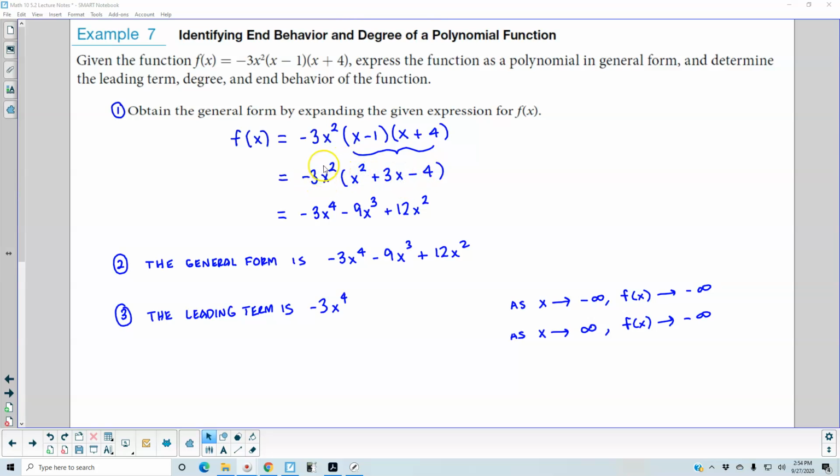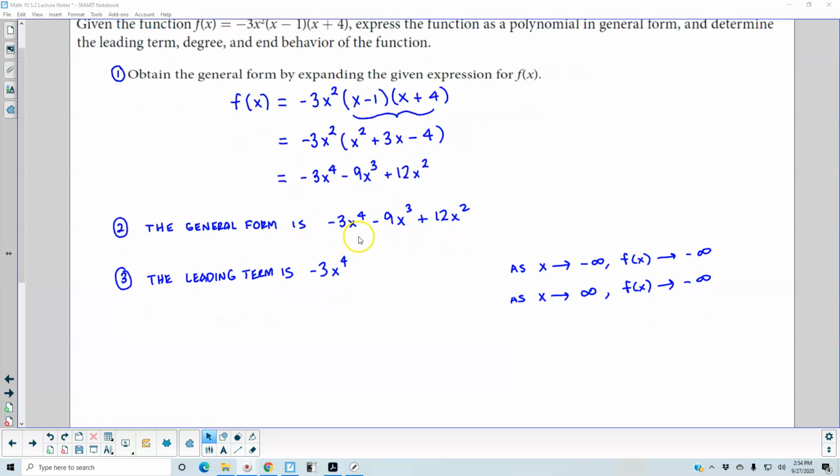We multiply negative 3x squared times x squared, that gives us negative 3x to the fourth. Negative 3x squared times plus 3x is negative 9x cubed. Negative 3x squared times negative 4 is positive 12x squared. So now we can say that the general form is negative 3x to the fourth minus 9x cubed plus 12x squared. We can see that the leading term is negative 3x to the fourth.